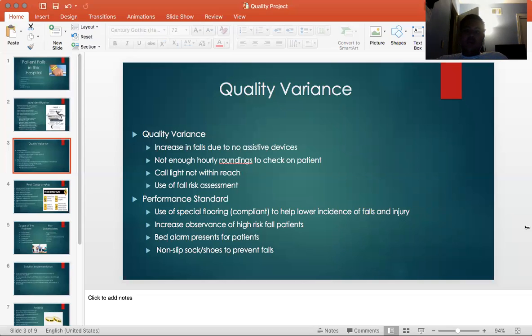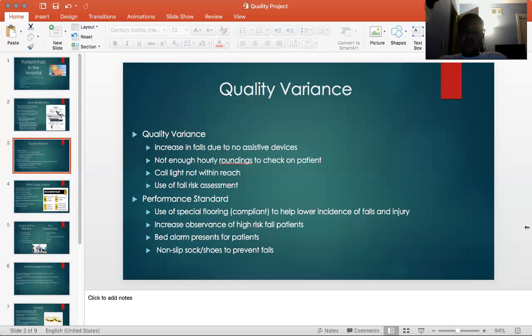Call light within reach. If the call light is not within reach, patients probably reach over or try to do things on their own. Just having the call light allows them to call for assistance. And then there's the use of the fall risk assessment. Providing a fall risk assessment is important, showing that you're able to assess whether each patient is low, moderate, or high risk.